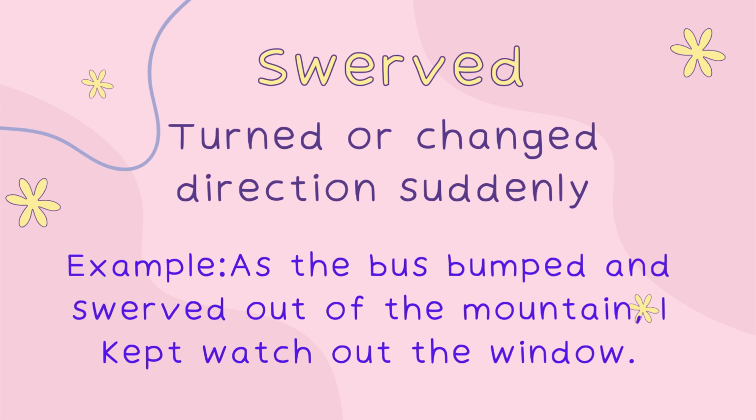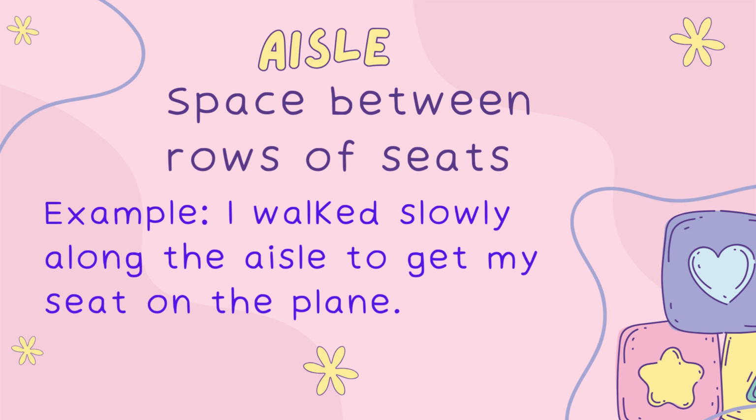Let's move to another word. Aisle. Aisle is actually a space between rows of seats. I can show you one image. You can see here, the first image is of a mart. You can see that the shelves are there, and you can see the space between these two shelves. So this passage is called an aisle.